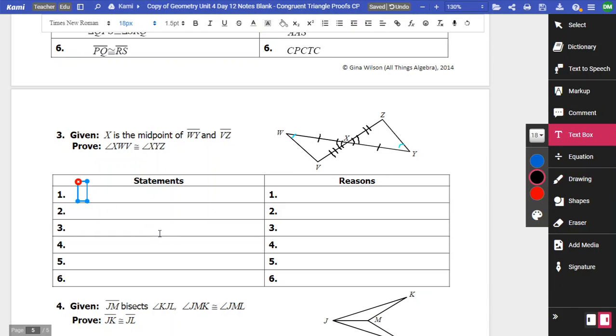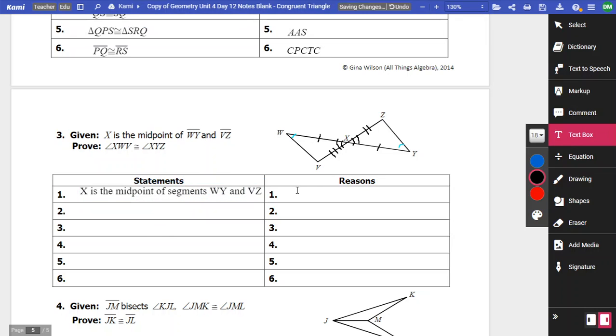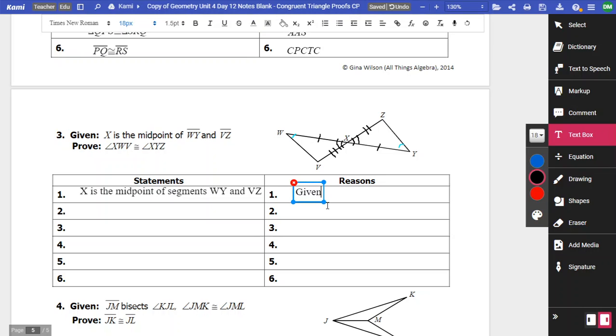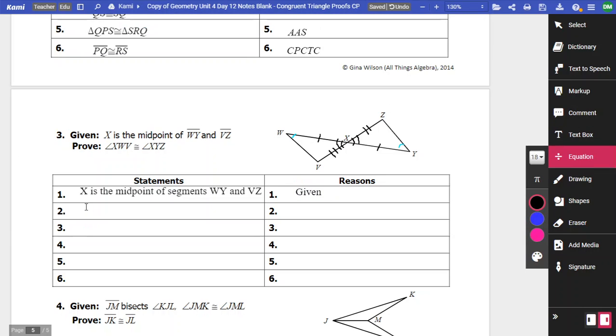So our given here, X is the midpoint of segments WY and VZ, because that was given to us. And then we've got segment WX is congruent to YX.